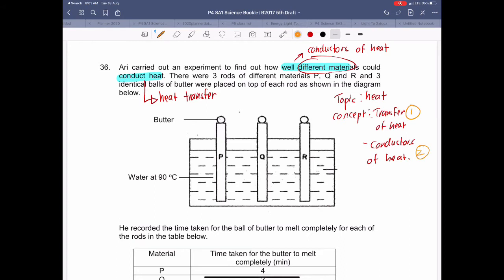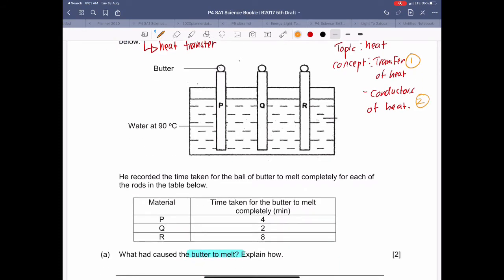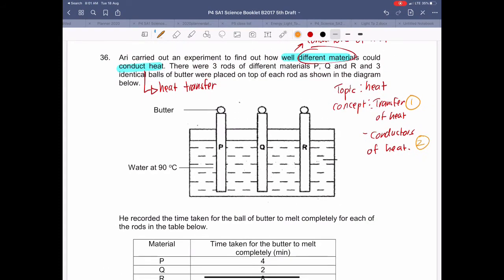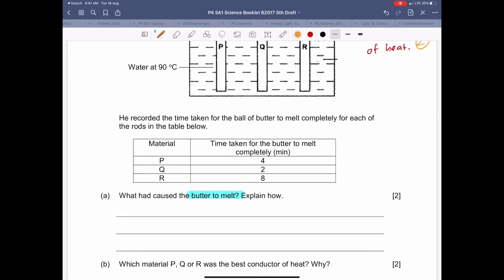Cannot, right? Because there is always the poorest one or the best conductor. And then whenever you talk about conductors of heat, it is always about how fast, how quickly, never how easily heat can flow through. Yet, how are you listening? Okay? Now, this is very important. So once you identify your concept, you already know what you need to write for your answers, and then you can formulate your answer. So what caused the butter to melt?